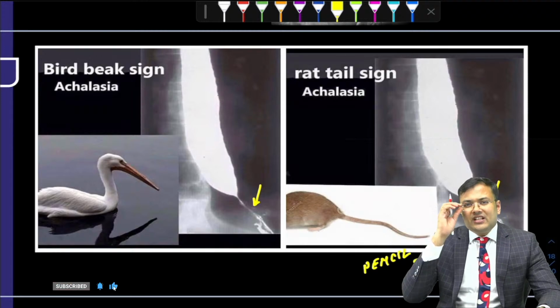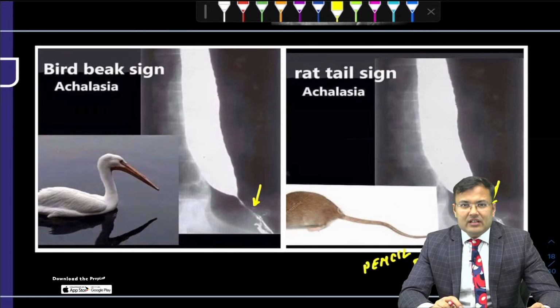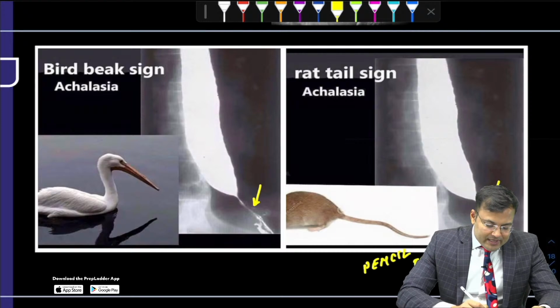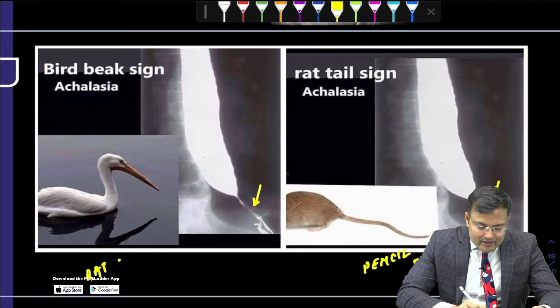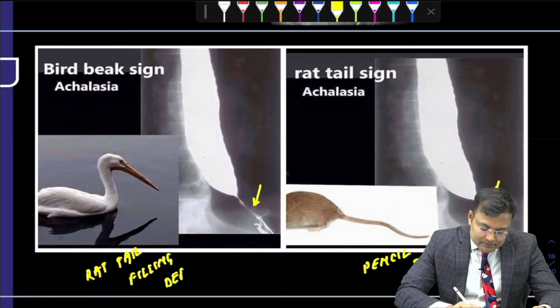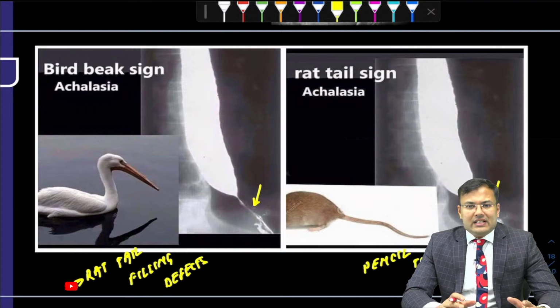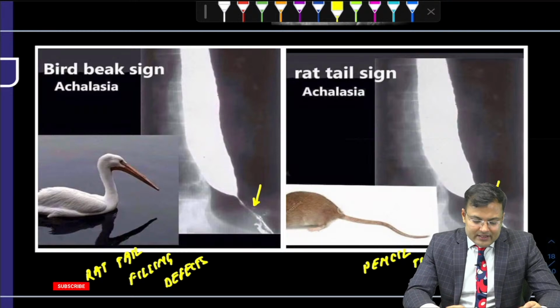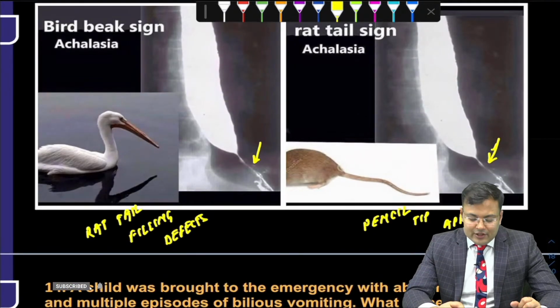In certain books, it is written that rat tail appearance is seen in carcinoma esophagus. Actually speaking, that is rat tail filling defects. Clear? So it is rat tail filling defects which is seen in carcinoma esophagus.